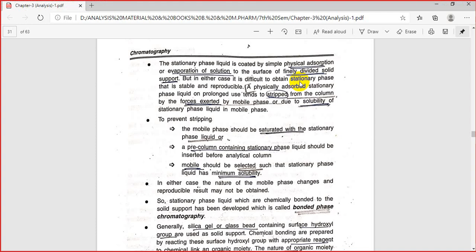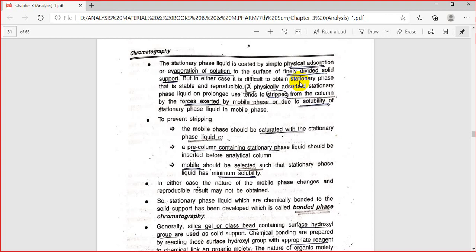Or you can keep another column, other than the column on which we are doing the separation, on which we are keeping the sample. Before it, we place a pre-column, which contains the liquid which we are coating on the stationary phase. So first our mobile phase passes through that column, and then it goes to the actual column where the separation takes place.